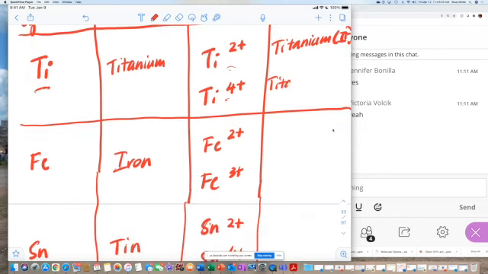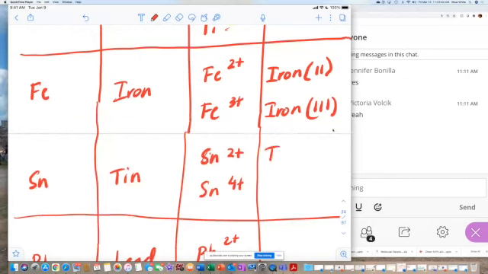And then this one here will be titanium 4. So you want to use the Roman symbols for that. The Roman symbol represents the charge that we have, 2 and 4. Here we have iron 2, iron 3, and this is 4.